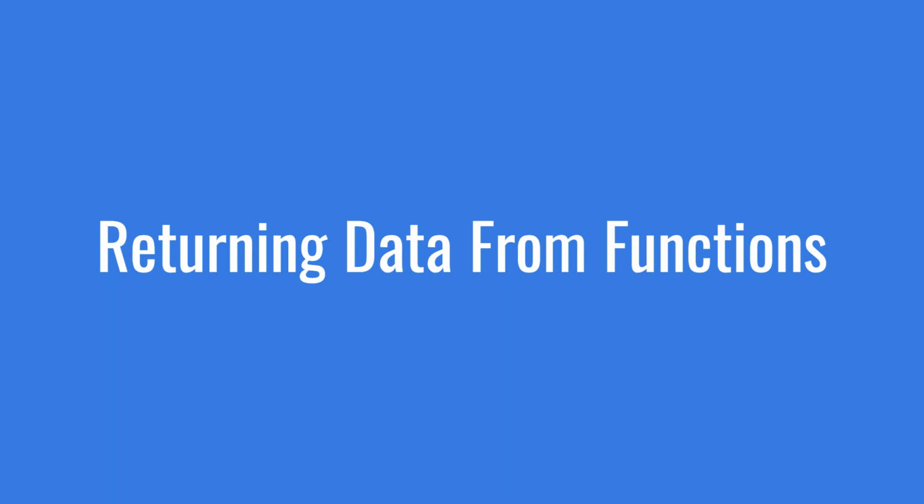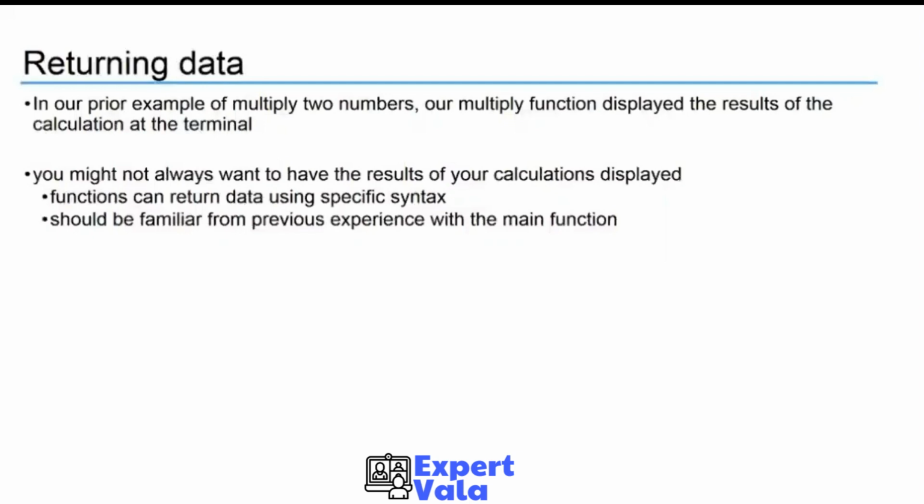In our prior example, when we multiplied two numbers, the multiply function displayed the results of the calculation at the terminal. Remember, we had that printf statement in there. Earlier, we also just printed out data inside a function. That function was actually doing more than one thing. You might not always want to have your calculation results displayed.